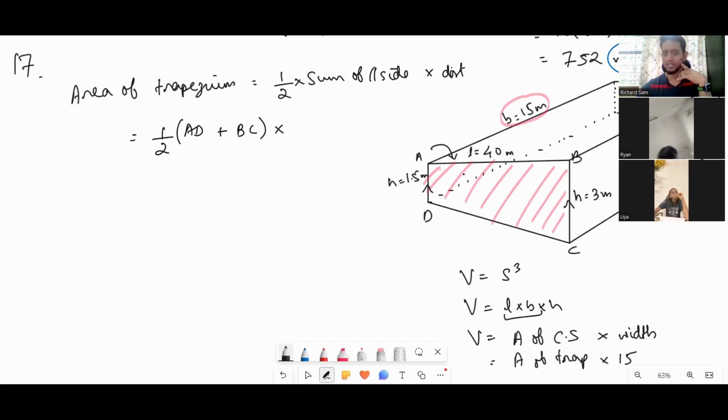40. Distance means the perpendicular distance. See, the 90 degree distance, that's 40. See, 90 degrees in the diagram. We're not taking DC, since DC is not perpendicular. Understand? So into AB. You'll put the values here and you'll get the area of the trapezium. Then you'll find the volume of the swimming pool by doing area of trapezium into 15. Is everyone clear on this? Any doubts?